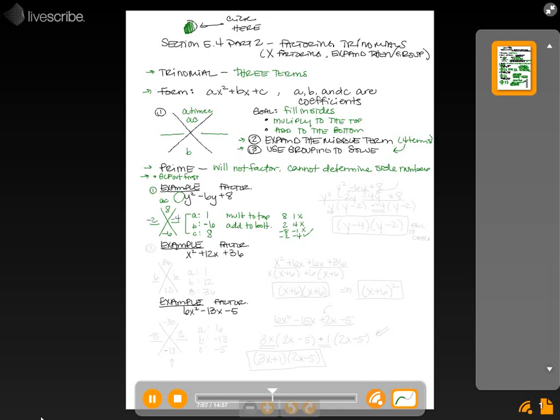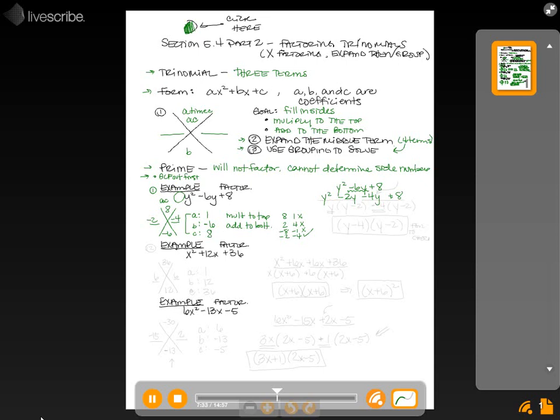Alright, so I'm going to rewrite the original problem so you can see how we expand it. We figured out our 2 side numbers. Second step is to expand that middle term. So we're going to take the negative 6y and replace it with the 2 side numbers: y squared minus 2y minus 4y plus 8.